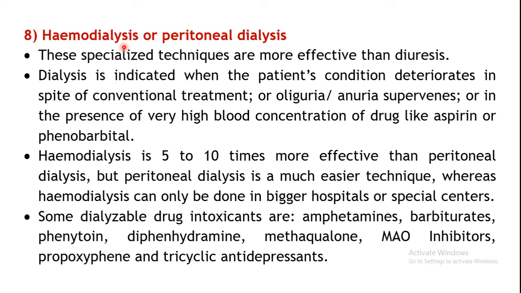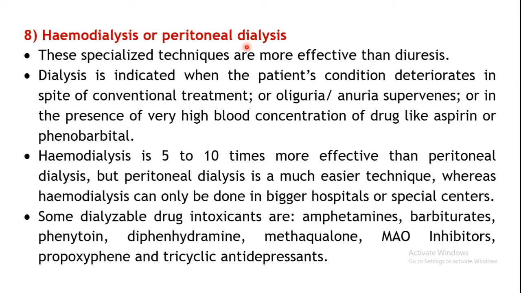Then the next measure is hemodialysis or peritoneal dialysis. Okay, so these are specialized techniques which require some specialized equipment for carrying out these processes. So dialysis, generally, is the process of removal of the toxic substances from the body in case of kidney failure. Okay, in certain individuals the kidneys do not work properly. So if they don't work properly, what will happen? The toxic substances which are generated won't be removed out of the body, right? So in that case, dialysis is done. Okay, so the toxic substances are removed out.